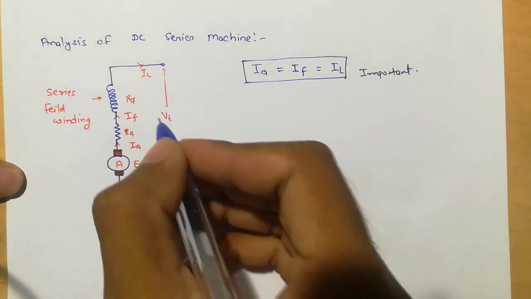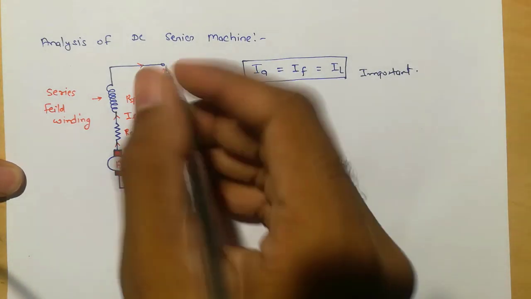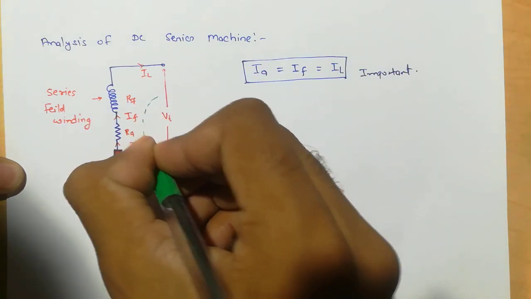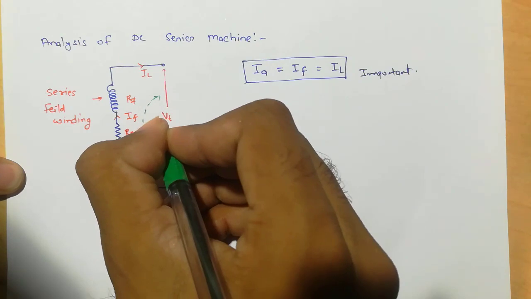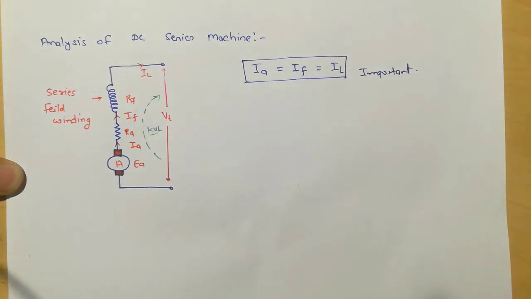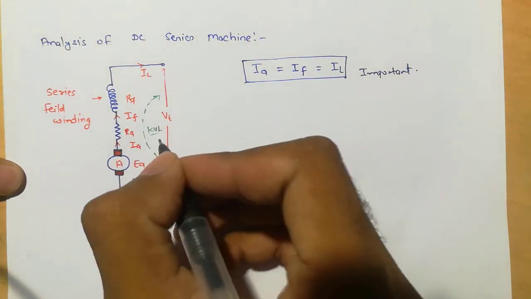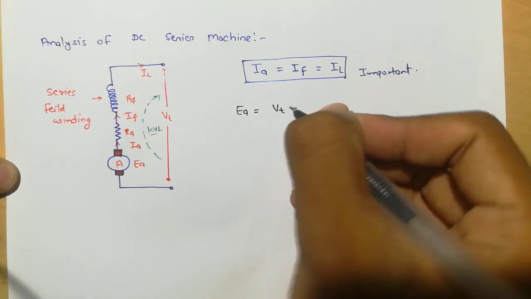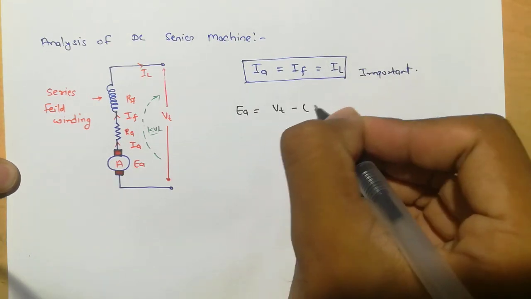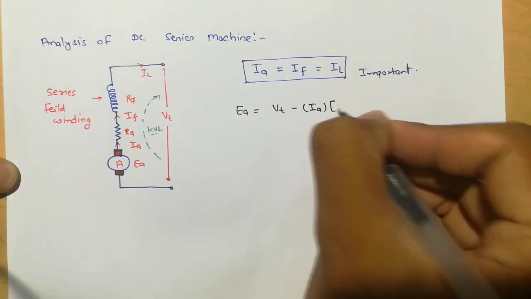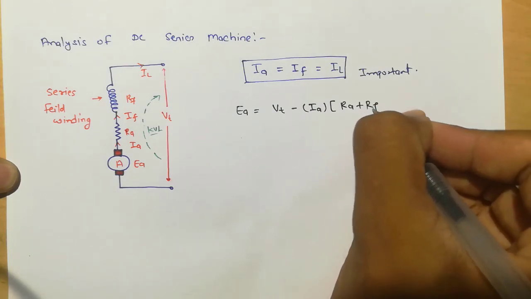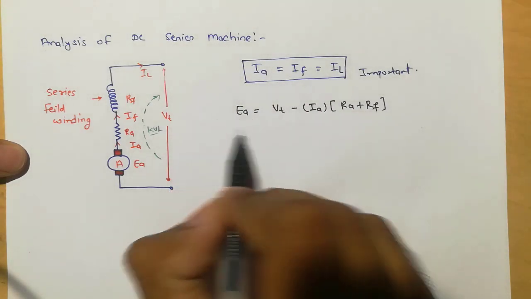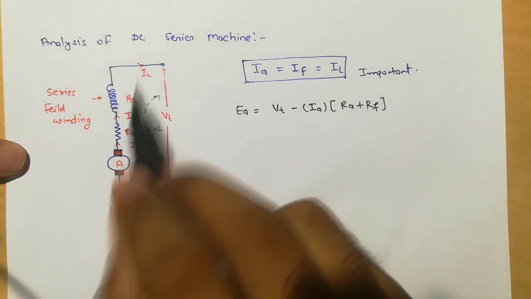Now apply the KVL. Here I'm sorry for this pen. When we apply KVL, we get the equation Ea is equal to Vt minus Ia times (Ra plus Rf). Now this is our induced EMF in this machine.